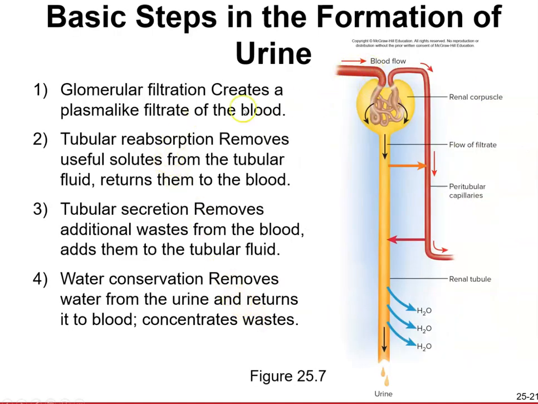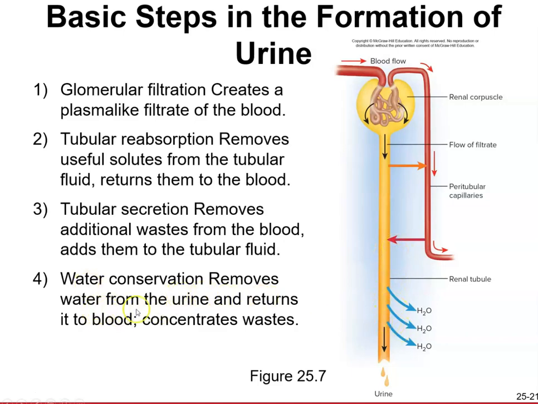Again, here's the afferent. So glomerular filtration creates a plasma-like filtrate from the blood, right here. Tubular reabsorption removes useful solutes from the tubular fluid and returns them to the blood. So again, it returns water, other solutes, sodium, potassium, calcium, you name it. It'll return it to the blood. Okay. Tubular secretion removes additional waste from blood and adds it to the filtrate. So let's say there's some waste that forgot to go in the filtrate, and we'll say, okay, let's get rid of this. So it might get rid of excess sodium, might get rid of excess potassium. So you still have a chance for it to kind of go back into the system.